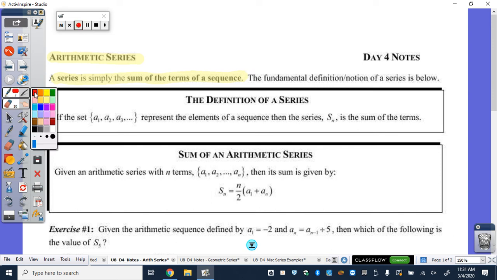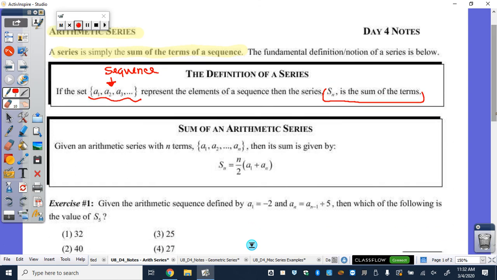So our definition here represents a sequence where you have your first term, second term, third term, and so on and so forth. That represents the elements of a sequence. Then the series, S sub n, is the notation we use for it, and that represents the sum of them. Here is our formula for the sum of an arithmetic series. Again, this is on your reference sheet.